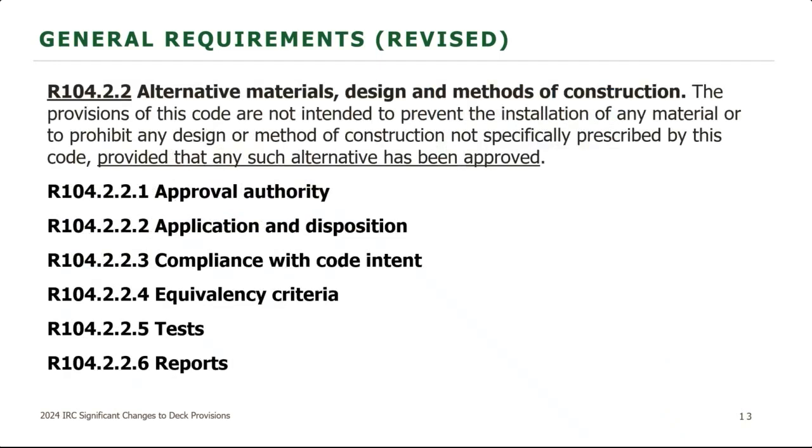There are major changes to the section on alternative materials, design, and methods of construction in the 2024 IRC. There's now much more simple charging language for this section, followed by several subsections that will provide more guidance on how to approve alternatives. Alternatives are always important in deck building because so many new products come on the market for fasteners, guards, or other products, and the codes cannot keep up with them. So this section gets used often for decks.